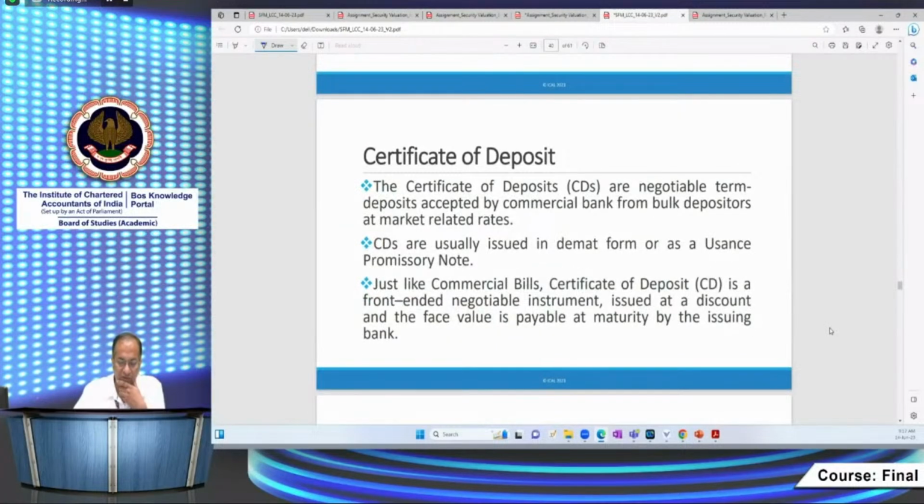Next comes certificate of deposit. These are issued by the banks, and generally there are two categories. Certificates of deposit are normally issued at a discounted value, whereas in case of negotiated certificates of deposit, they can be issued at par value, and then interest can be added. Like commercial bills, they are front-ended and negotiable. Front-ended means the instruments are issued at a discounted price.